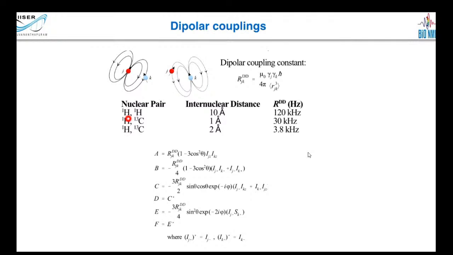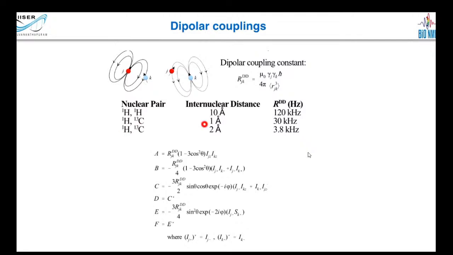So if you have a proton-proton pair, and if the distance is 10 angstrom, which is pretty large, you still have 120 kilohertz as the coupling. You know our proton-proton vicinal coupling, that is nothing, like 10 hertz compared to 120 kilohertz. So 120,000 hertz is the 1H-1H dipolar coupling at 10, which is pretty big.